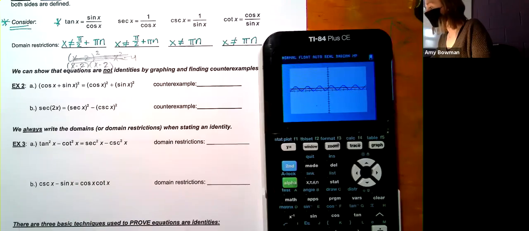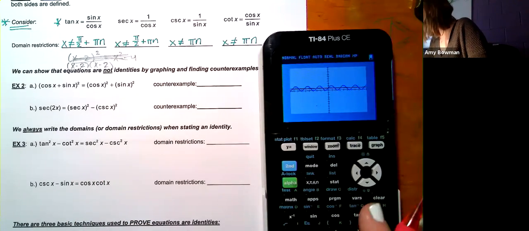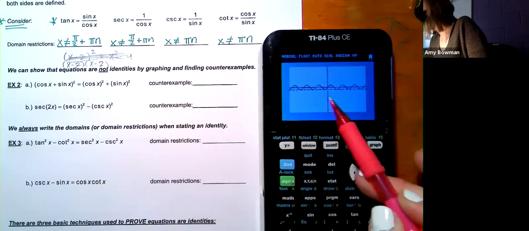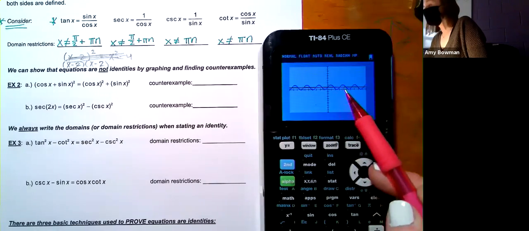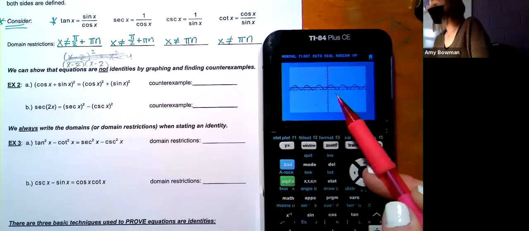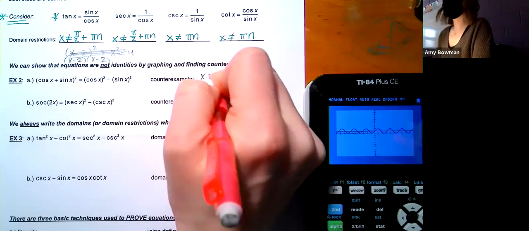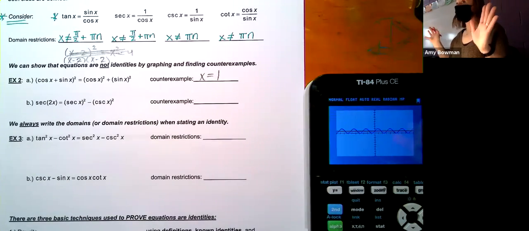For example, consider the x value. So you just need to find an x value where they don't have the same output. For example, like the value of 1. Those do not intersect when x equals 1. So all you would have to say is, counterexample, x equals 1. Done. I proved it to you. Those are not the same.